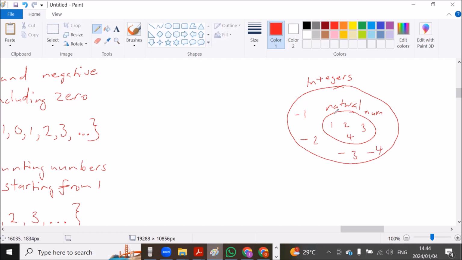The set of natural numbers is infinite. It will never end. How many numbers can you count from 1 going up? Integers also. How many numbers can you count going into the negative? How many numbers can you count going into the positive? It's never ending. In maths, we call that infinite. It means it will never end.